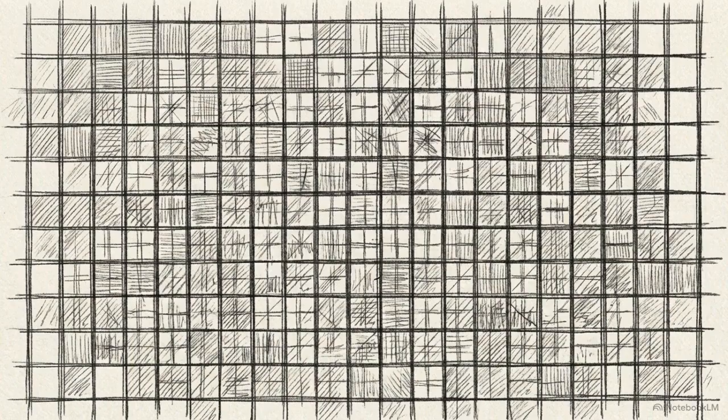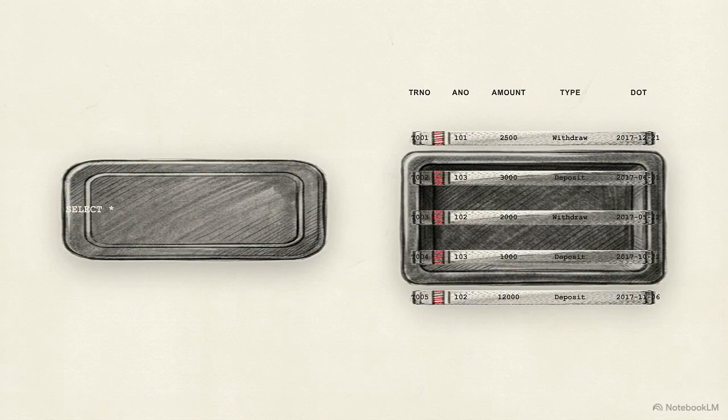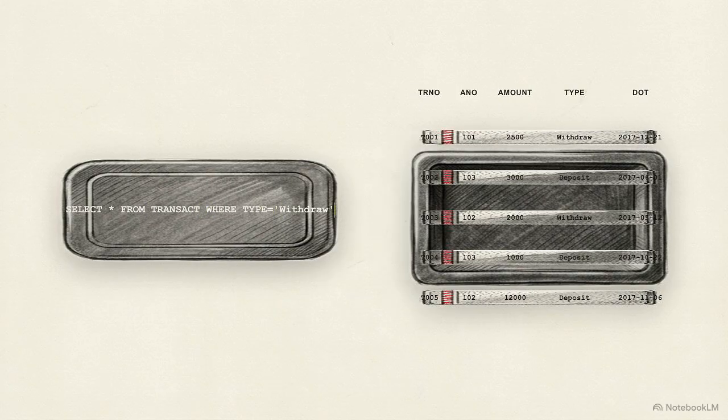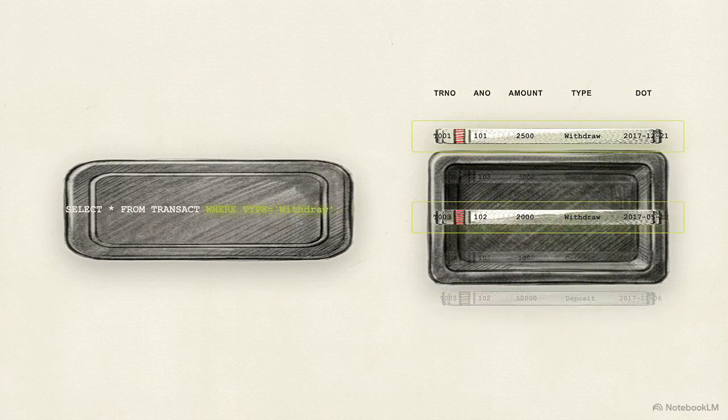Step 1 is isolating specific transactions. Right now, we only care about money leaving the bank, which means we need to filter for withdraw events. We use the where clause to do this. By writing select asterisk from transact where type equals 'withdraw', we tell the database to match that exact text.